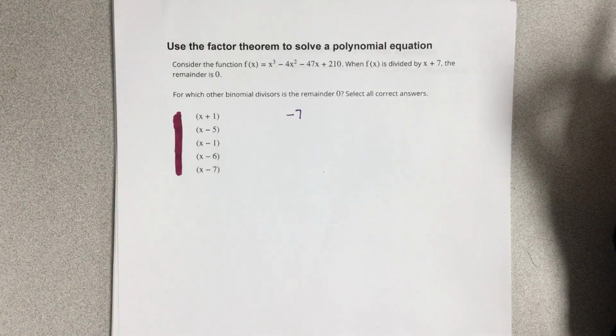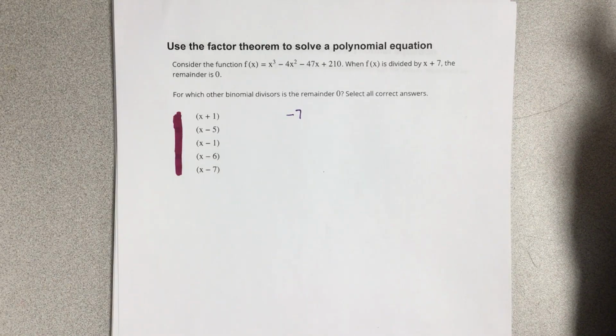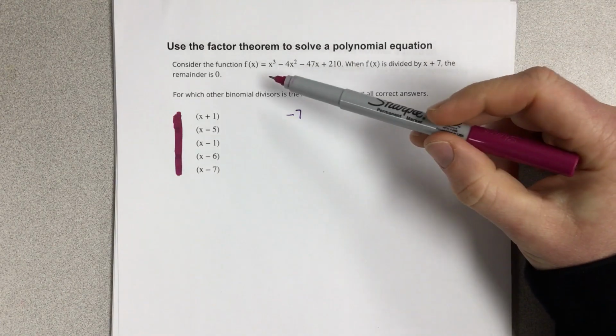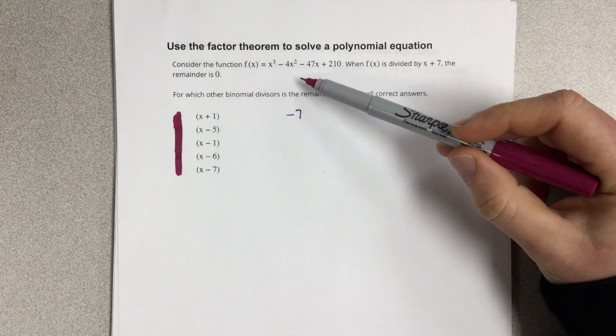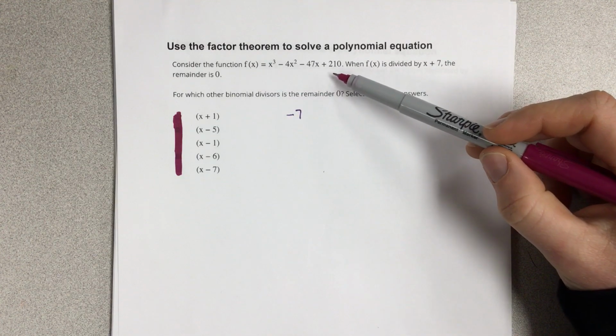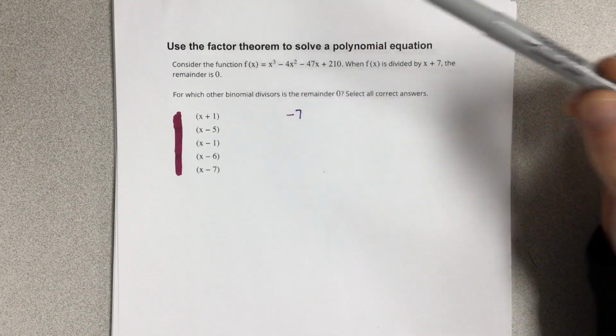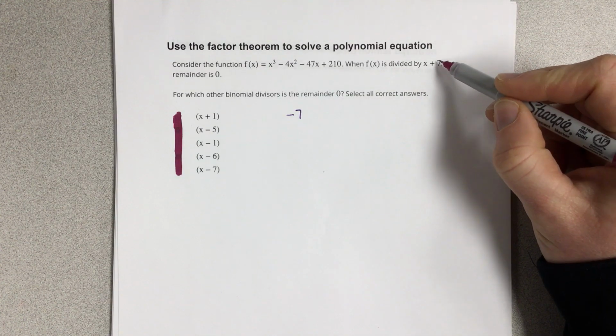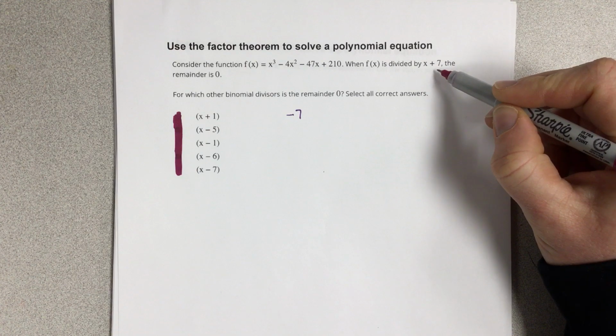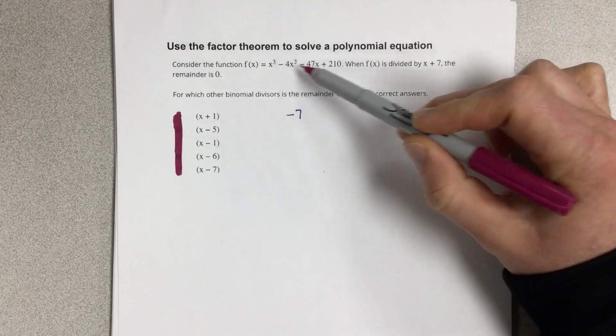In this video, we're going to use the factor theorem to solve a polynomial equation. It says, consider the function f of x equals x cubed minus 4x squared minus 47x plus 210. When f of x is divided by x plus 7, the remainder is 0. So that means that x equal negative 7 would be a 0 for this function.